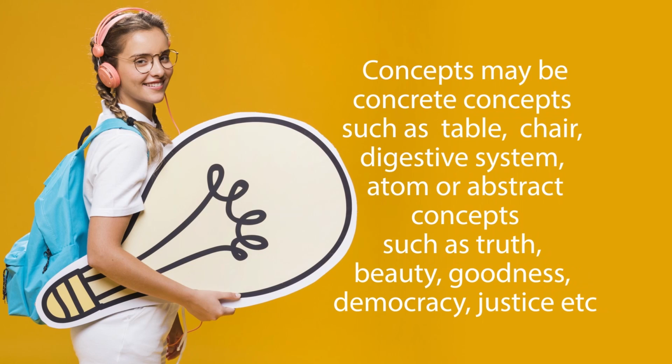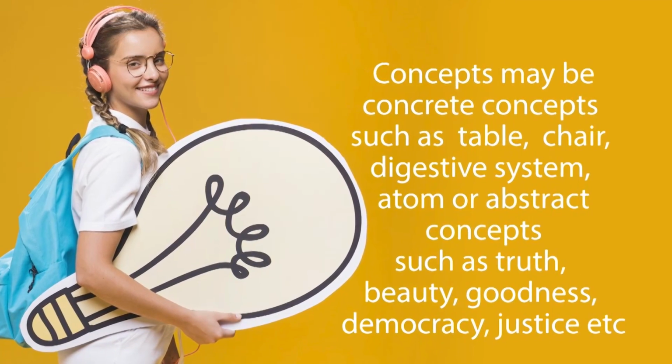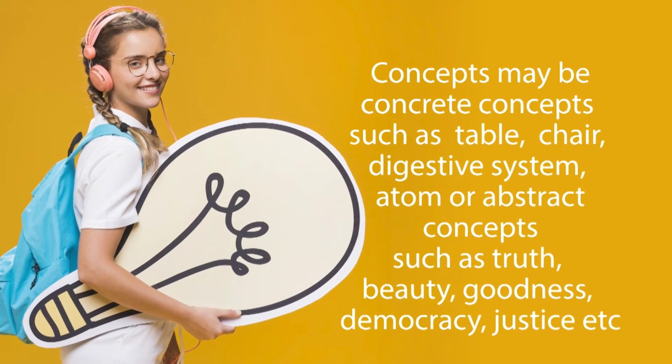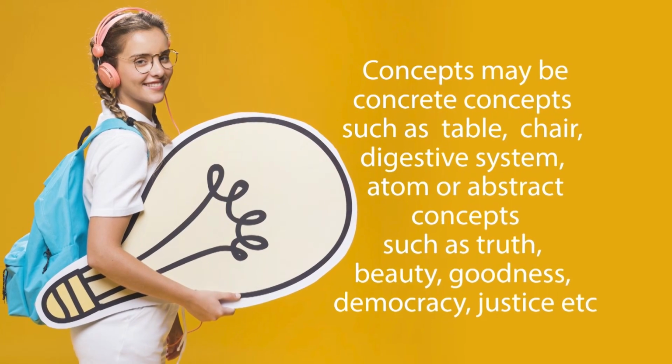Concepts may be concrete systems such as table, chair, digestive system, atom, or they may also be abstract concepts such as truth, beauty, goodness, democracy, justice, etc. Now if you look around you, we all are surrounded by concepts. There are tables, chairs, fans, light. Each and every object is a concept within itself. A light as a concept is very different from fan. Fan as a concept or chair as a concept is very different from sofa. Sofa as a concept is very different from bed. So all of these are concepts which have some definite boundary.